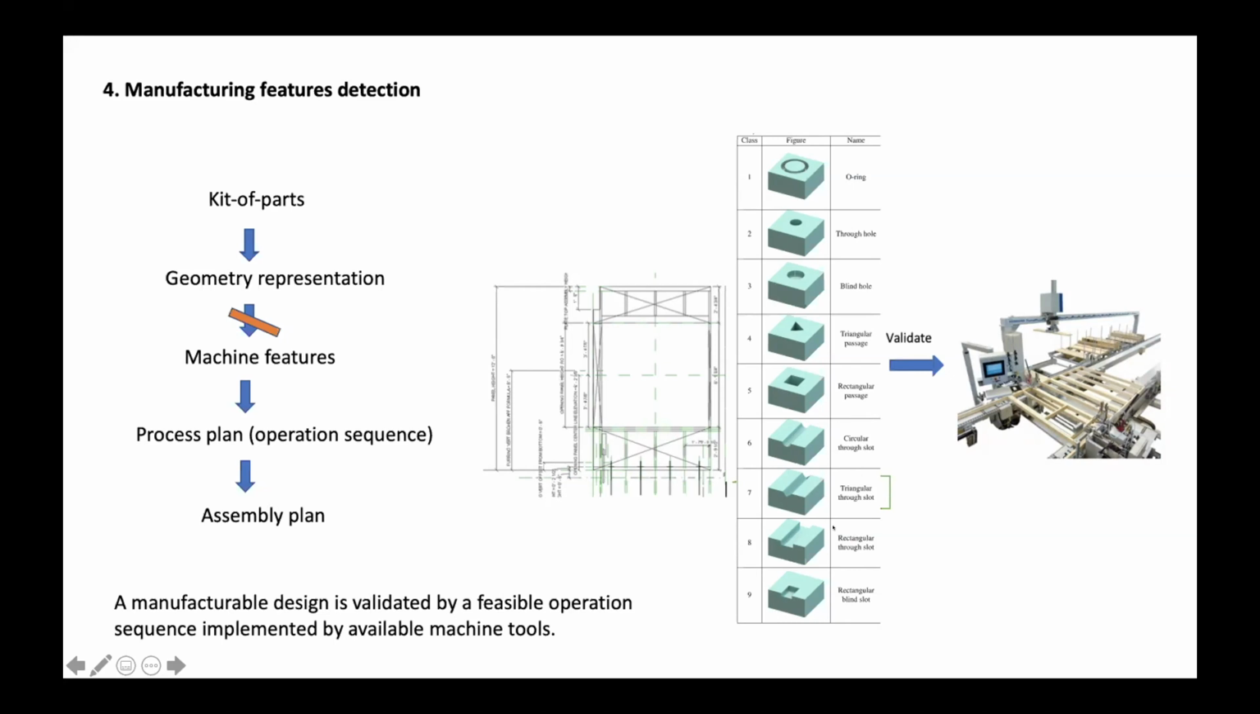The configurator then needs to detect those features, whether manually or automatically. The feature detection is similar to what you hear about face recognition, and based on the extracted features, the most appropriate machine can be selected. Then a production line can be arranged according to the operational sequence. So in a word, a manufacturable design is validated by a feasible operation sequence and implemented by the available machine tools.